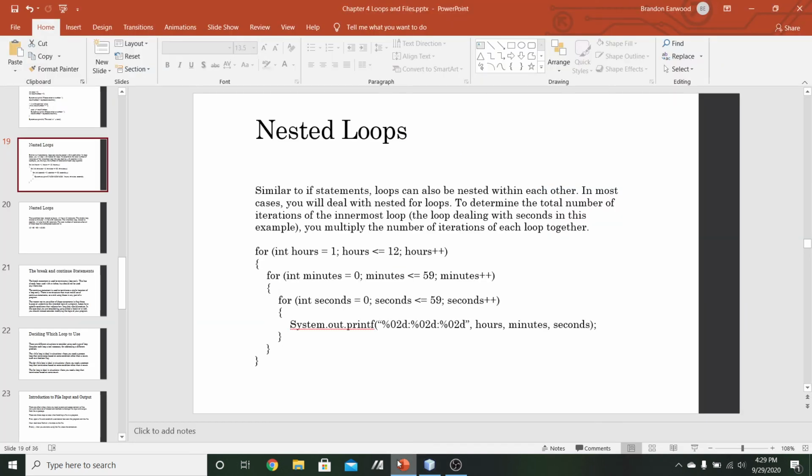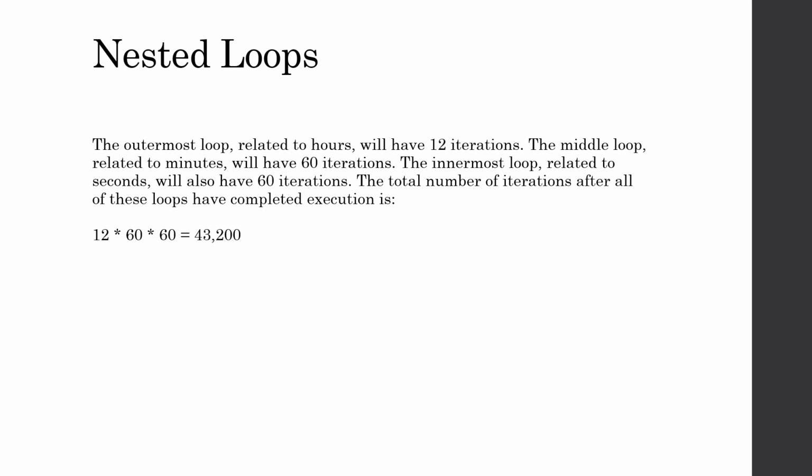So then, once we do all of that, we can see right here, for our outermost loop related to hours, we have 12 iterations. The middle and the innermost loop related to minutes and seconds both have 60 iterations. So the total number of iterations after all of these loops have completed execution is 12 times 60 times 60, or 43,200. Put another way, this tells us the number of seconds in 12 hours.